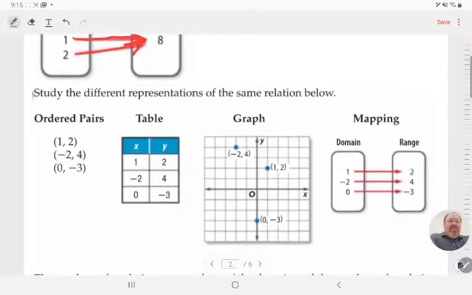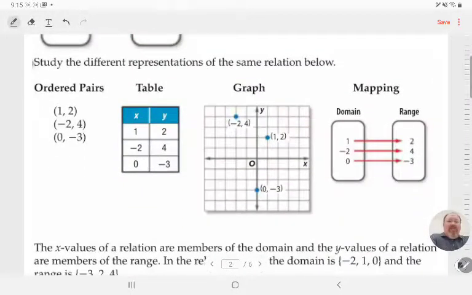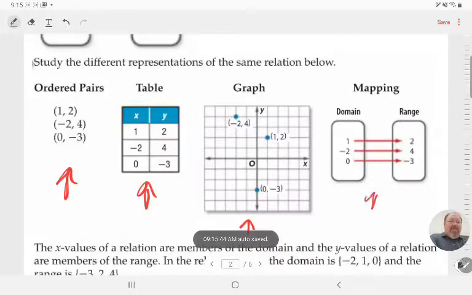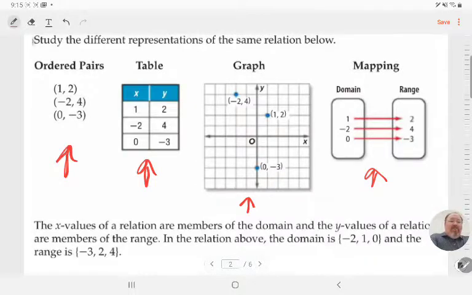Let's see. If we take a look at it, we have ordered pairs (1, 2), (-2, 4), (0, -3). That is represented as ordered pairs, or a list. We could put them in a table. That's how you would represent those ordered pairs in a table. We could graph them on a coordinate plane. And we could show them in a mapping. Okay? The x values of a relation are members of the domain, and the y values of the relation are members of the range. Okay? So the domain would be -2, 0, 1, and the range would be -3, 2, 4 in that example.